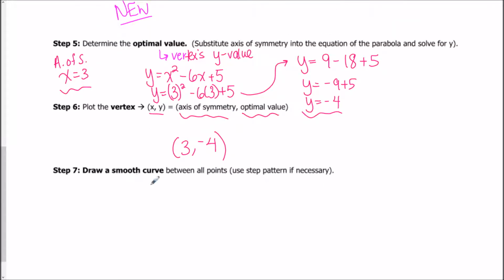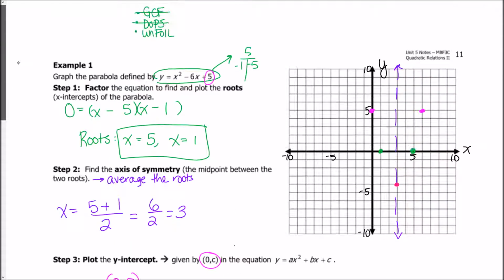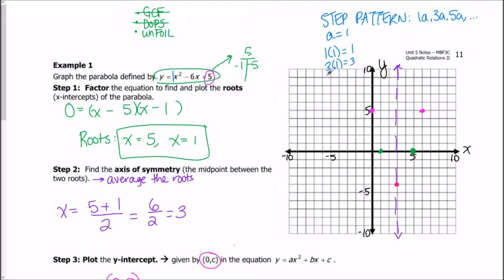Step 7 is to draw a smooth curve between all points and use the step pattern if necessary. I want to just remind you guys about the step pattern. So the step pattern is always going to be 1A, 3A, 5A, so on and so forth, okay? And our A value here is 1. So our step pattern is 1 times 1, which is 1, 3 times 1, which is 3, 5 times 1, which is 5. So our step pattern is 1, 3, 5, so on and so forth.